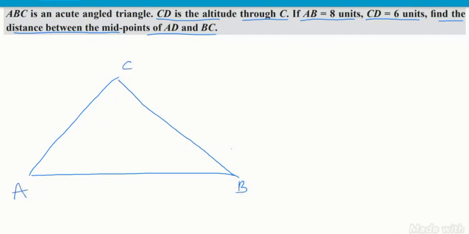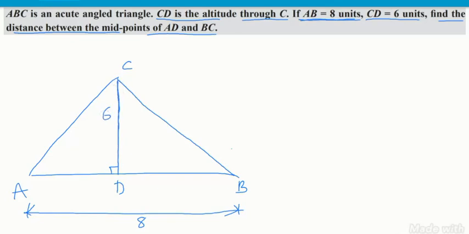ABC is the triangle. CD is the altitude. So from C you have to drop a perpendicular. That is nothing but the altitude. So CD is perpendicular to AB. They give AB is 8 units. So from here to here 8 units is given and CD is also 6 given. So CD is 6 means the distance is 6.